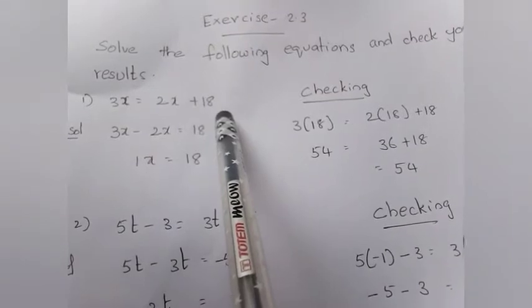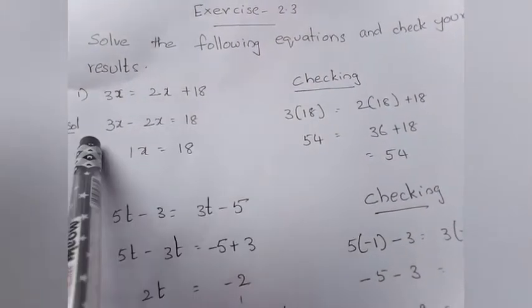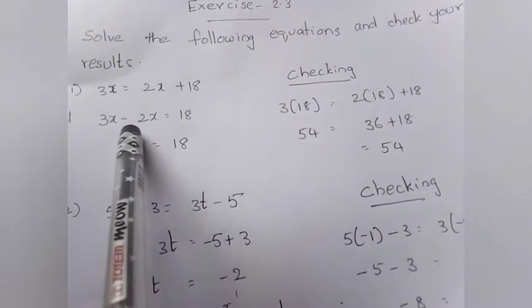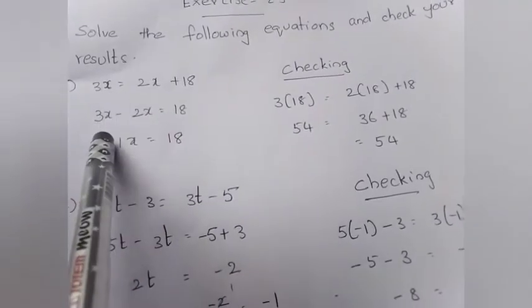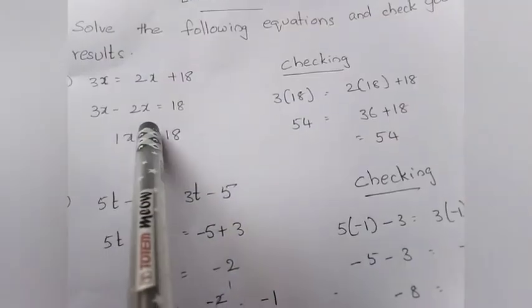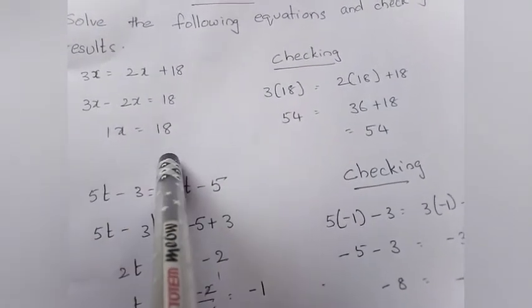Now bring all the x terms to one side. So I am sending this 2x to that side. Here it is plus 2x; when it comes to this side, it becomes minus 2x. So 3x minus 2x is equal to 18. And 3x minus 2x is equal to 1x. So x is equal to 18.